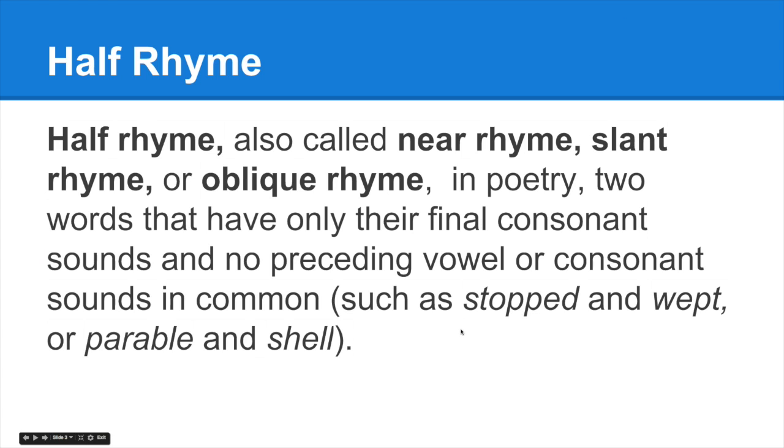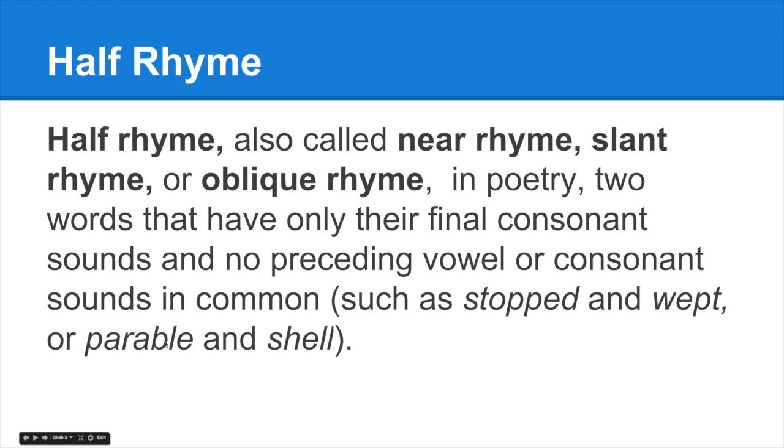There are many words for half rhyme. It's called near rhyme or slant rhyme, also oblique rhyme. In poetry, it's when two words have only their final consonant sounds and no preceding vowel or consonant sounds in common. So the ending of the word sounds kind of similar. It's like stopped and wept. It's just that kind of half sound at the end that rhymes, not the whole syllable.